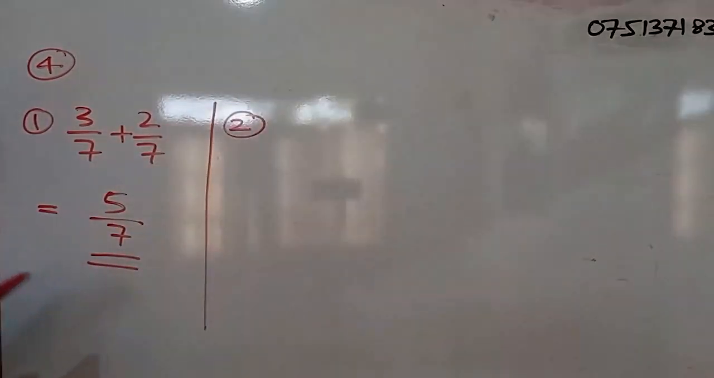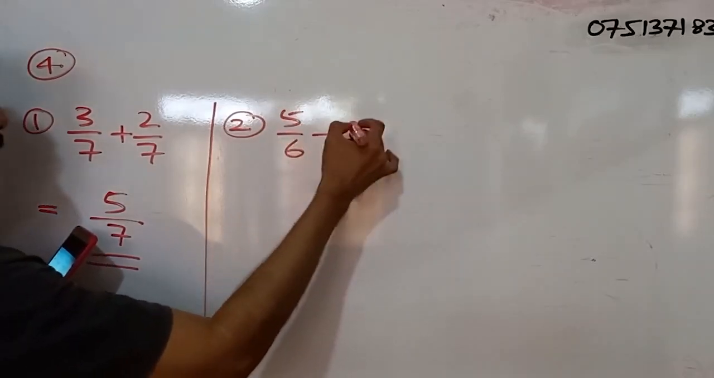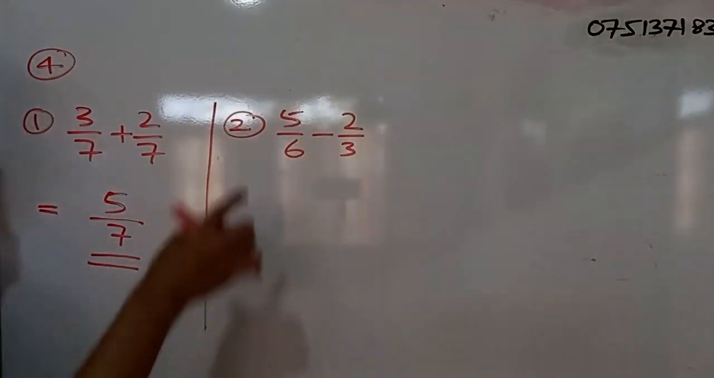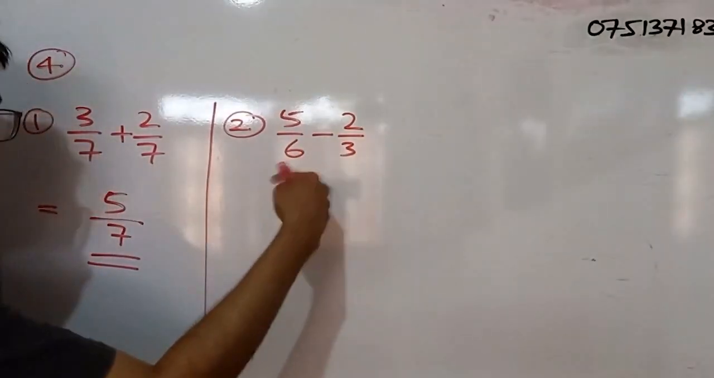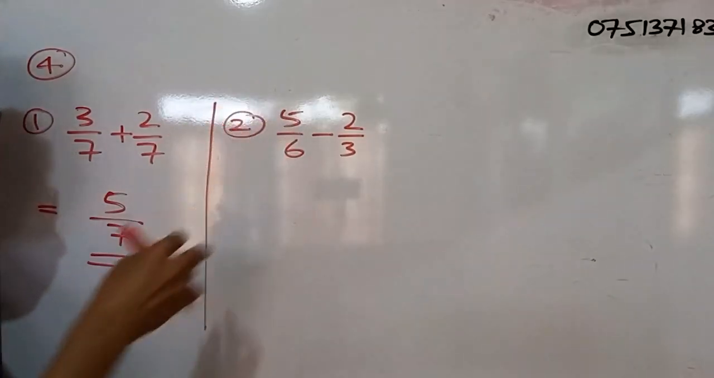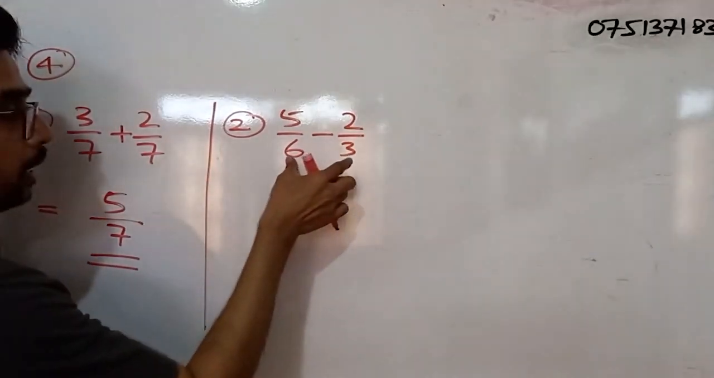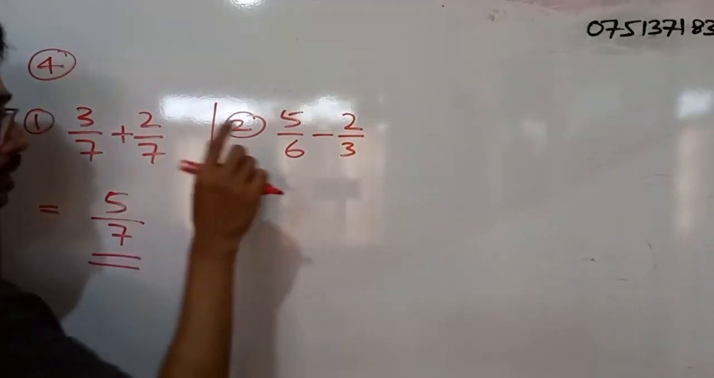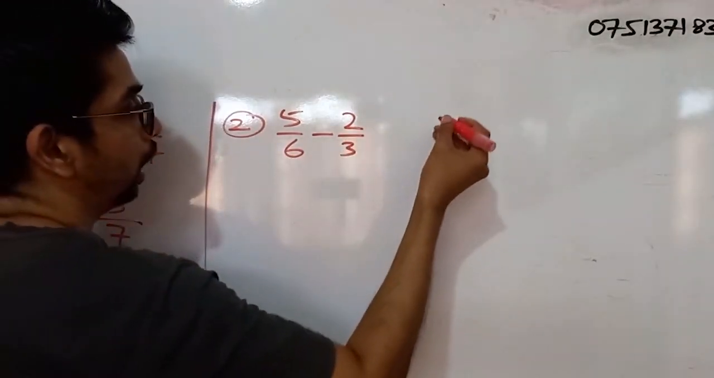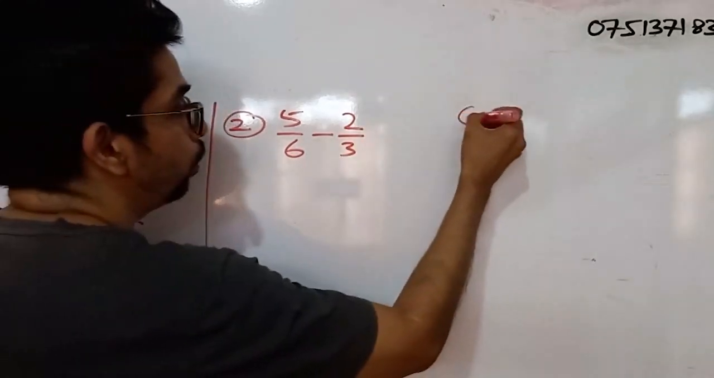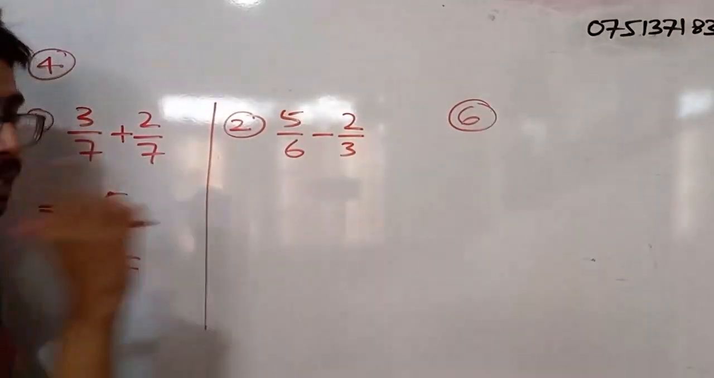Right. Part 2. We have 5 by 6 minus 2 by 3. So here we have to do a subtraction, but the denominators of the given two fractions are different. So we have to come up with the what? Common denominator or least common denominator. So when we compare the denominators, what is the least common denominator of 3 and 6? 6. Okay. So what do we mean by that? The least common denominator of 3 and 6 is what? 6.